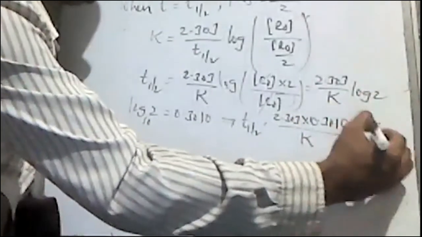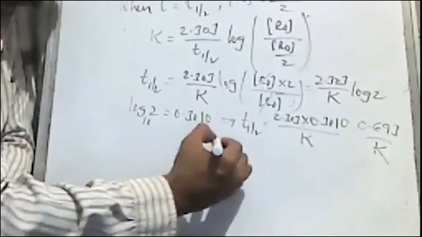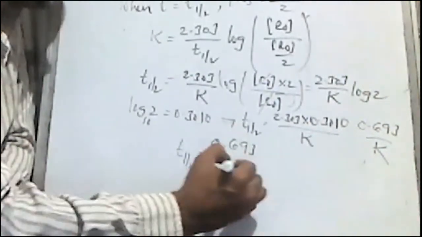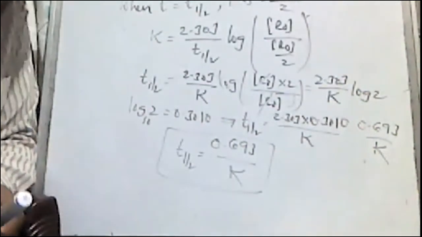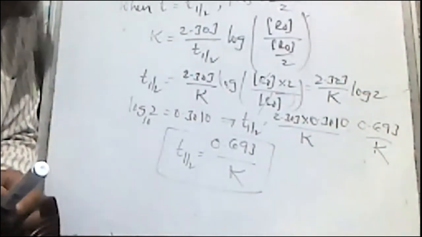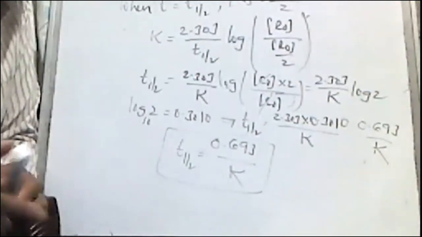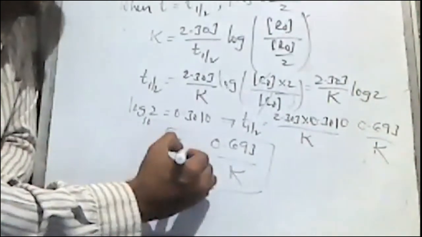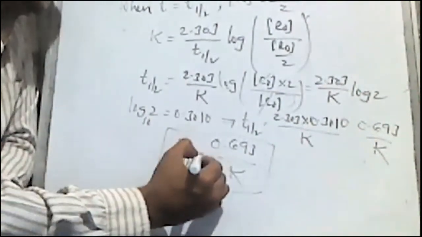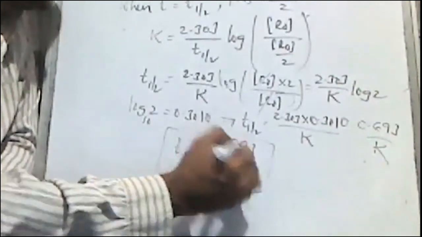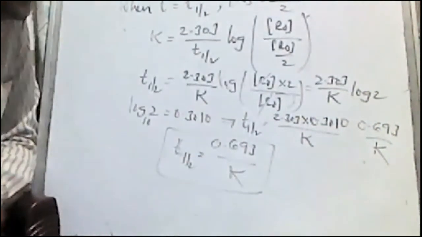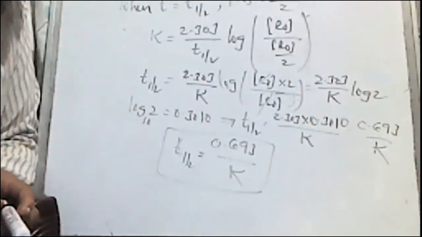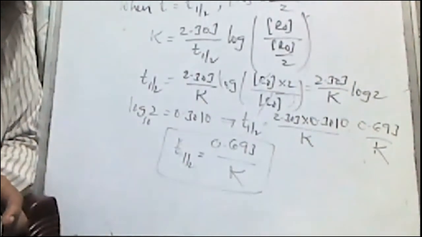Which is becoming how much? 0.693 by k. Now, t half is equal to 0.693 by k. So this is the expression for the half-life of a first order reaction. t half is equal to 0.693 by k. This is the expression for the half-life of a first order reaction.